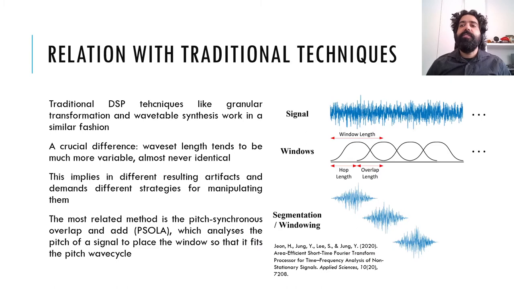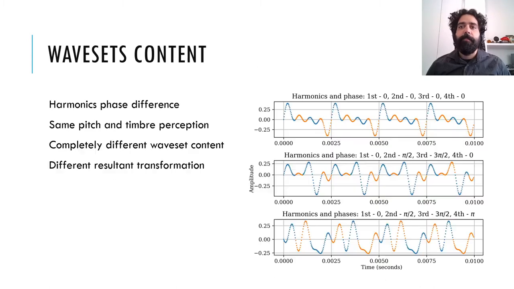The selection of this zero-crossing segmentation criterion provides quite different results when compared with traditional granular transformation and synthesis. A first point to note is that all the grain lengths will be different. This implies that we cannot execute traditional operations like overlap and add without introducing some kind of source-dependent artifact. However, these artifacts are unique to this method. Thus, the waveset transformations will produce unique sound results.